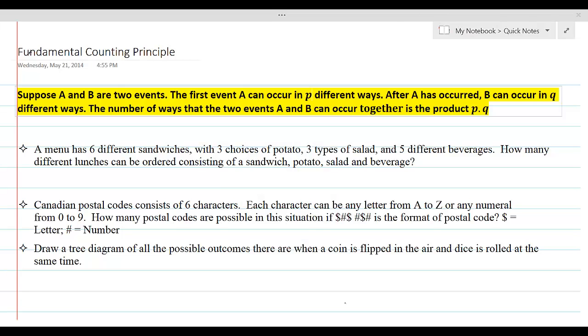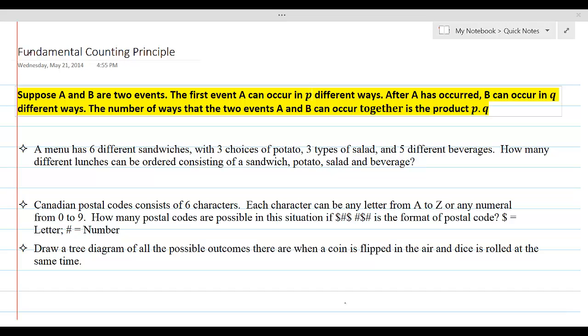Fundamental counting principle. Suppose A and B are two events. The first event A can occur in P different ways. After A has occurred, B can occur in Q different ways. Then the number of ways that two events A and B can occur together is the product PQ. Let's illustrate the fundamental counting principle with the help of a few examples.